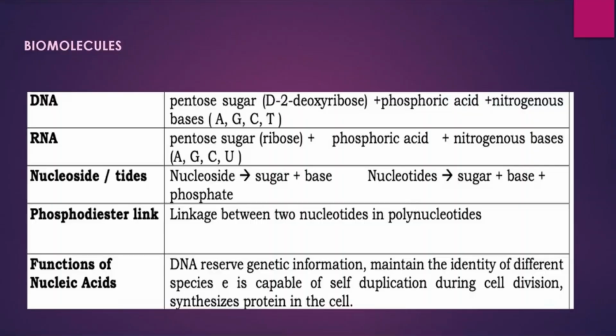Then about nucleic acids. There are two types of nucleic acids, DNA and RNA. The differences between DNA and RNA are very, very important. The two strands of DNA are complementary to each other. Then two important terms, nucleoside and nucleotide. The nucleoside and nucleotide difference you must learn. And the functions of RNA and DNA is another important topic. These are the important topics from the second volume.